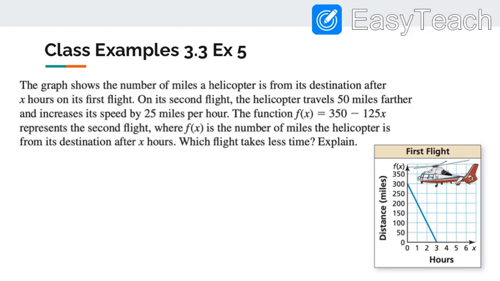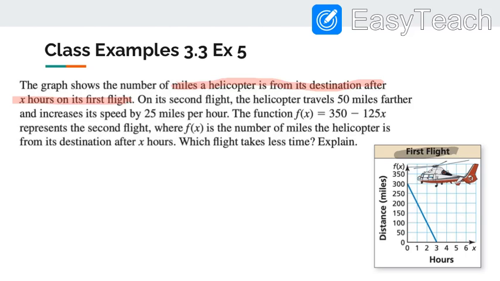So here we have the first flight, and it's simply saying how many miles it is from the destination. So it starts at 300, and after 3 hours it is done. So it's going 100 miles an hour.